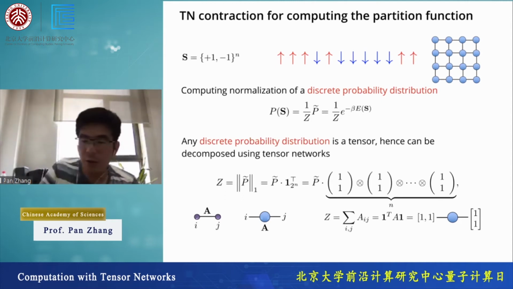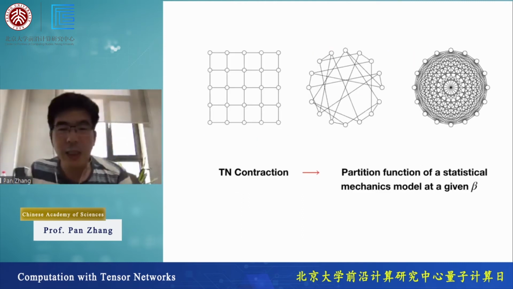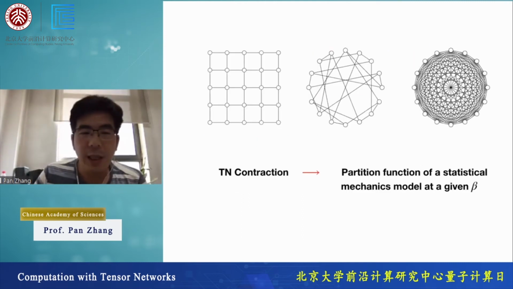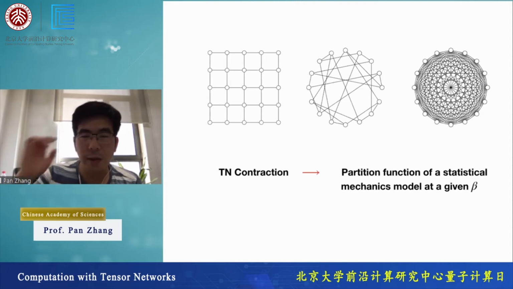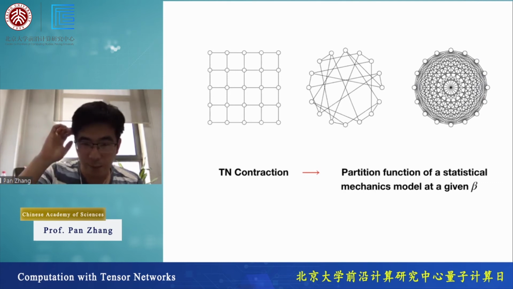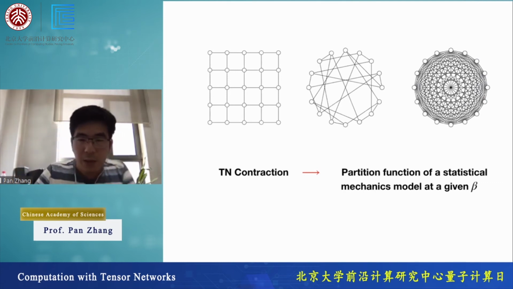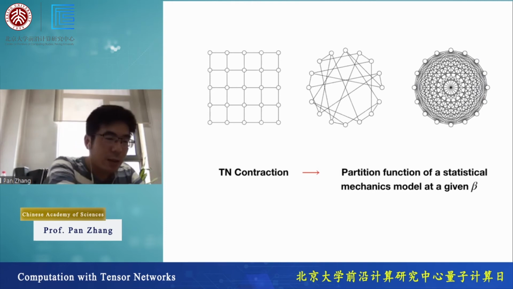Using this technique, we can basically compute any partition function of statistical mechanics problems at a given beta. Why at a given beta? Because we really need the precise tensor elements of each interaction. So this is basically the strategy.